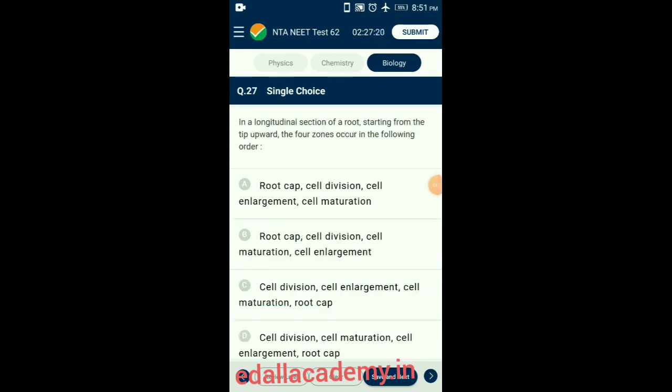Question number 27. In a longitudinal section of a root, starting from the tip upward, the four zones occur in the following order. A root shows the following regions: root cap or calyptra, a cap-like protective covering over the tip of the root. The meristematic region is the subapical portion. The zone of elongation receives new cells from the growth point. The root hair zone is the zone of differentiation. The zone of mature cells has thick-walled impermeable cells. So the answer for this question is option A, root cap, cell division, cell enlargement, cell maturation.